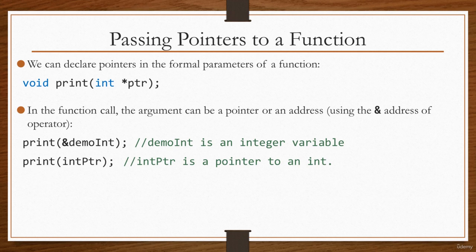You can see we have void print. So in this function we'll just print the integer that the pointer parameter will point at. Now in the function call, the argument can be a pointer or an address. That is using the address of operator.